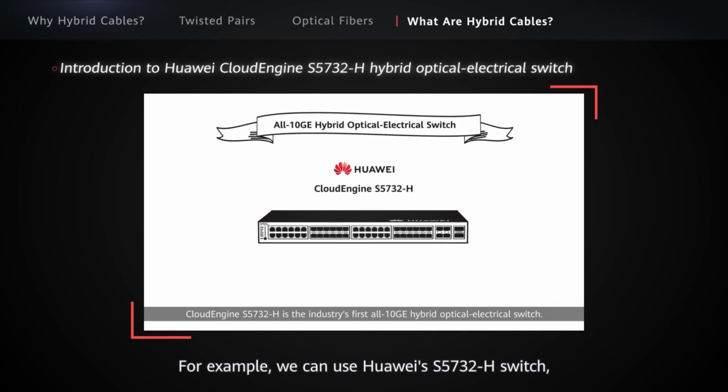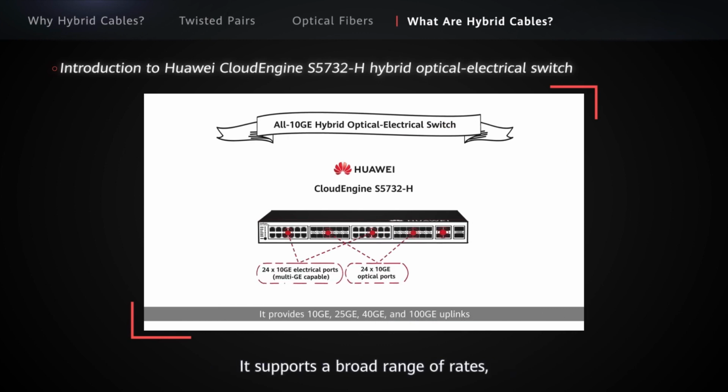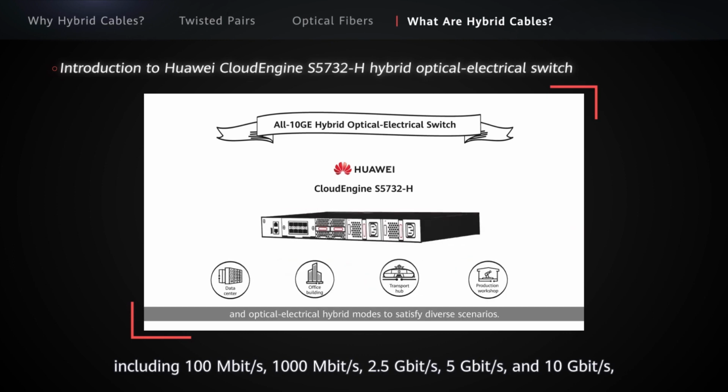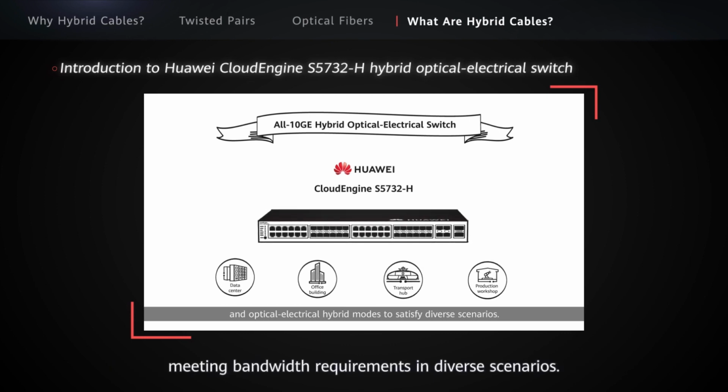For example, we can use Huawei's S5732H switch, which is a hybrid optical-electrical switch. It supports a broad range of rates, including 100 megabit per second, 1000 megabit per second, 2.5 gigabit per second, 5 gigabit per second, and 10 gigabit per second, meeting bandwidth requirements in diverse scenarios.